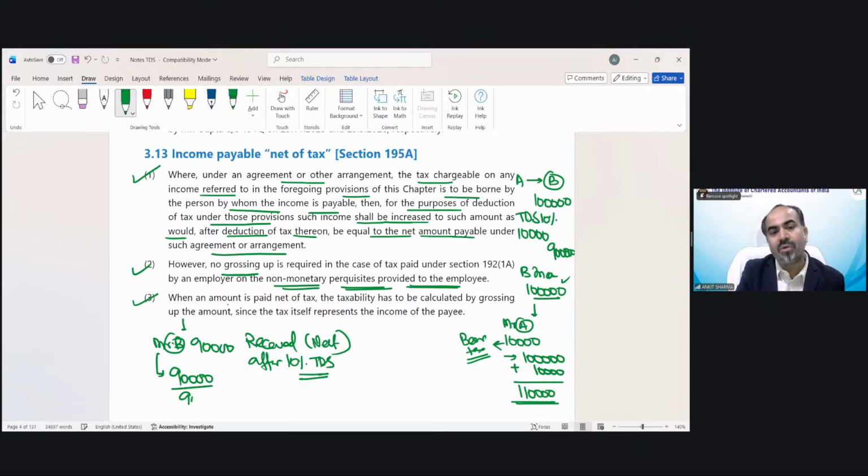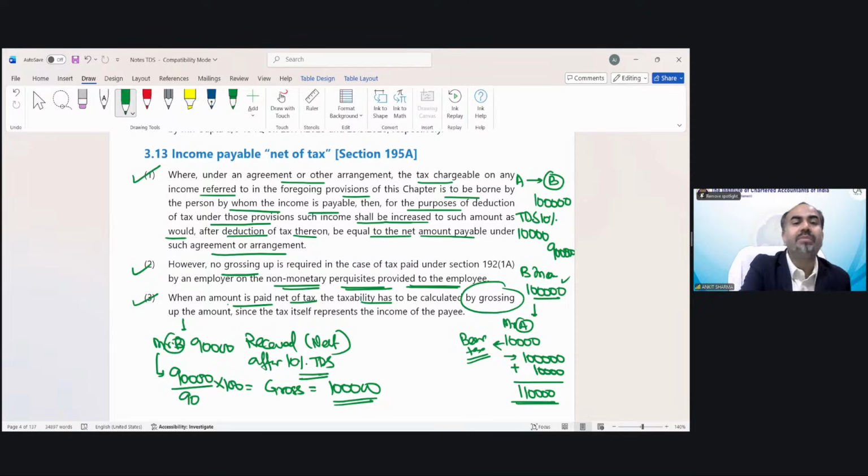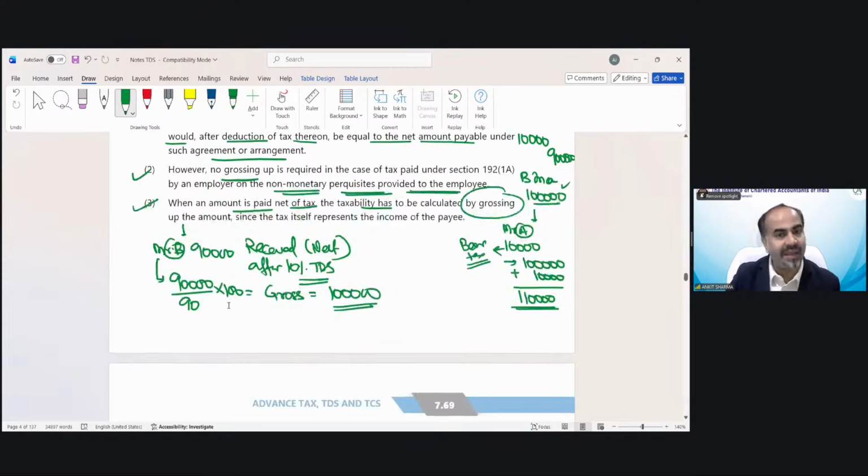90,000 is equivalent to 90 out of 100. So the gross income to be considered in the hand of Mr. B should have been 1 lakh rupees. So if any payment is net of tax, then we have to gross it up. The amount is paid net of tax, so the taxability has to be calculated by grossing up the amount, since the tax itself represents the income of the payee.